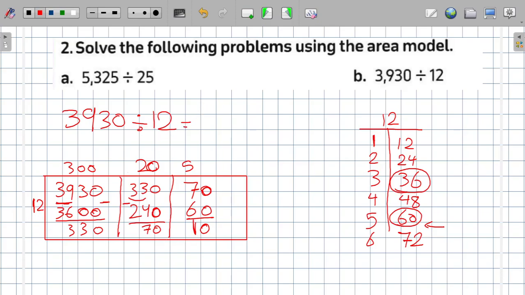So I can say here 3,930 divided by 12 equals 300 plus 20 plus 5 equals 325. And the remainder here is 10. So I can write that the remainder is 10. Okay.